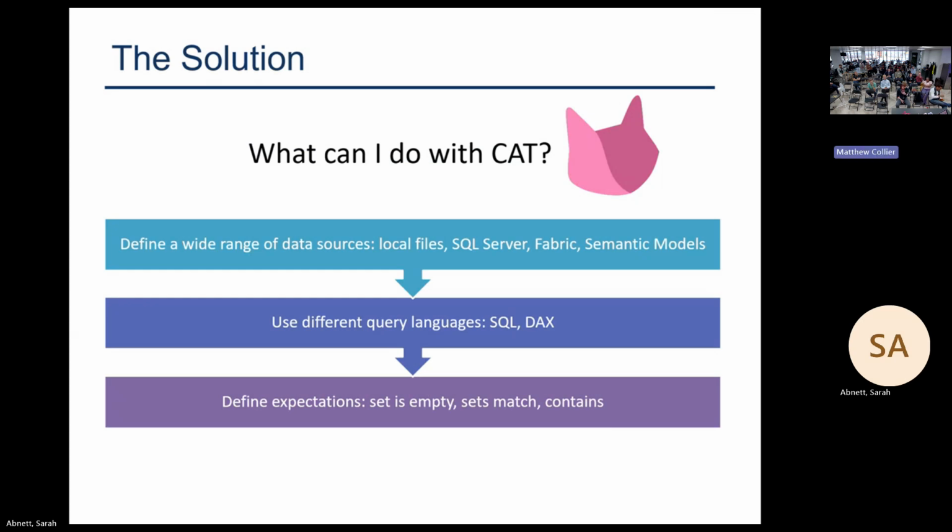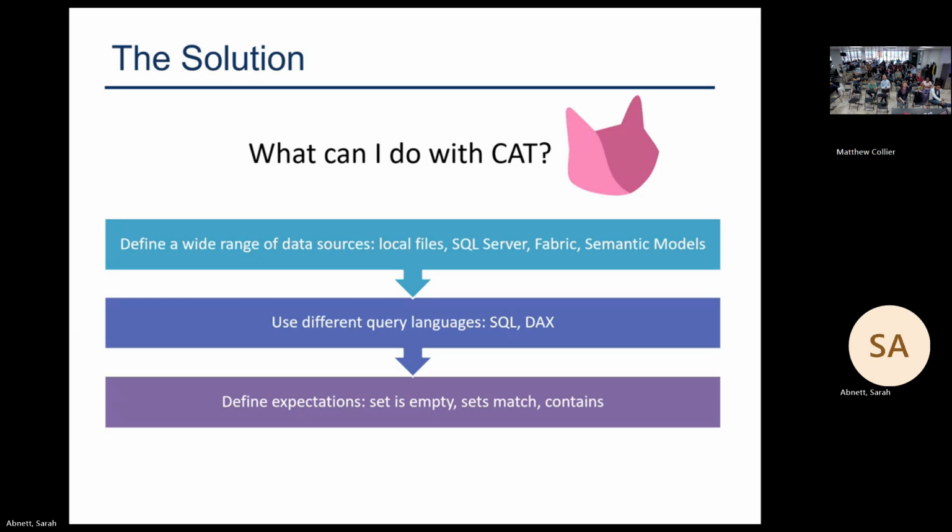So what can I do with CAT? It just allows you to define very simply a bunch of data sources. So you can have data sources that are Excel files on your machine, PBIX files on your machine. They can be semantic models in the cloud. They can be data warehouses on SQL Server. There's no end to the number of data sources you can have. There are probably more query languages than I've listed here, but I've gone for the ones that I know, SQL and DAX. And this demo is going to be using DAX because I'm going to be querying a semantic model.